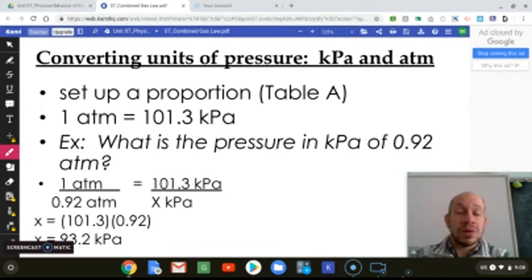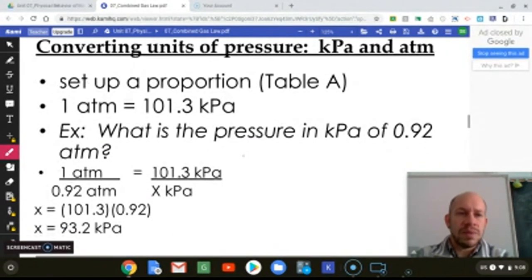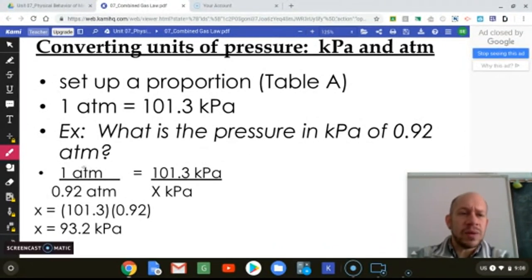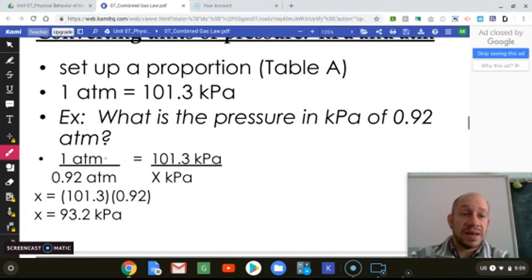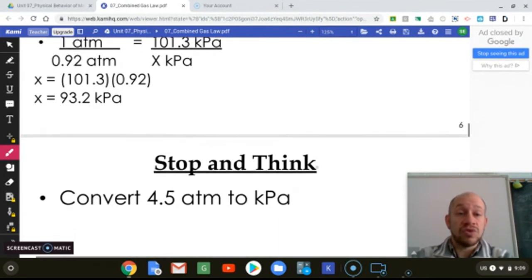Okay, here's the example. What is the pressure in kilopascals of 0.92 atmospheres? I know that 1 atmosphere is equal to 101.3 kilopascals, and I want to know what 0.92 atmospheres is equal to in kilopascals. So that's my proportion. Just cross multiply. So x is going to equal 101.3 times 0.92. Therefore, my x is 93.2 kilopascals. So now you try.